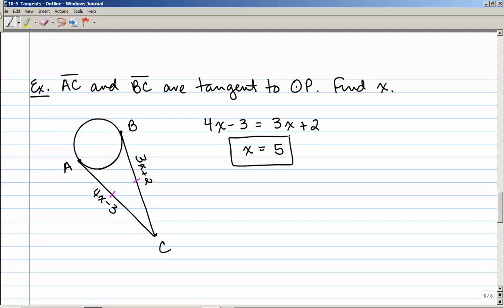I like to think of this as the ice cream cone theorem, because a circle with two tangent lines drawn to an exterior point looks like an ice cream cone.